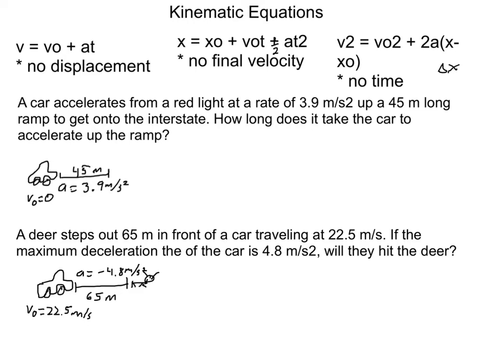Alright, so I'm going to work 2 quick example problems for you here using these kinematic equations. The first one, I've got a car accelerating from a red light. There's its acceleration, rate of acceleration, 3.9 meters per second squared. Meters per second squared is the unit for acceleration. We should go ahead and point that out.